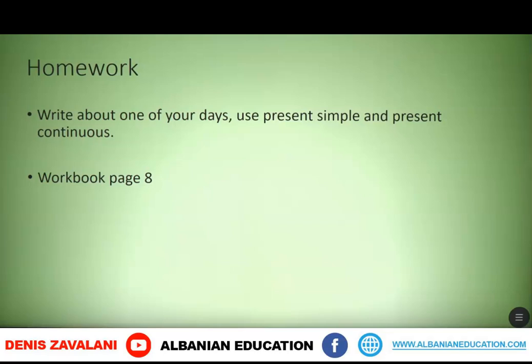This is all for present simple and present continuous, and as homework you're going to write about one of your days. Use present simple and present continuous, and also you're going to work on your workbook, page 8.